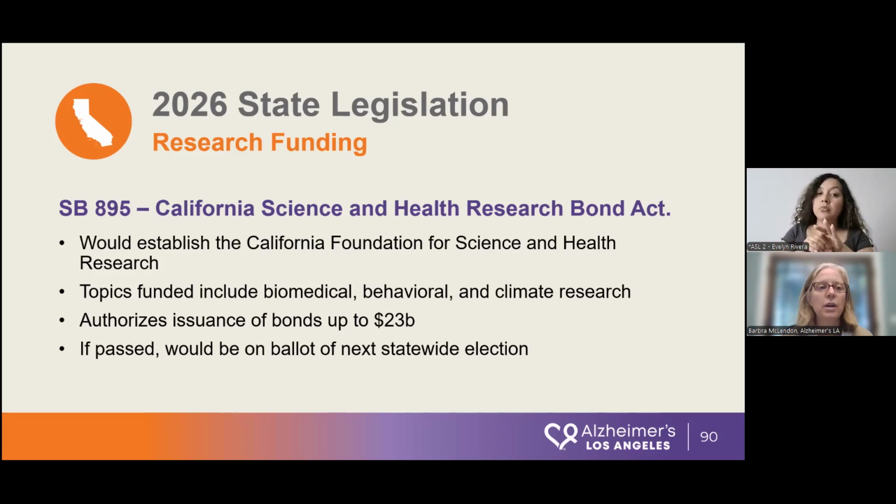Again, an effort to try to fill holes that the federal government has created with funding cuts at the National Institutes of Health. And so it is sitting in the Senate appropriations suspense file. So it is our hope that we'll see it come out of that file. And then, of course, it would have to pass the Senate and go over to the Assembly. But it is still alive. And so hopefully we will see it move. Next slide.